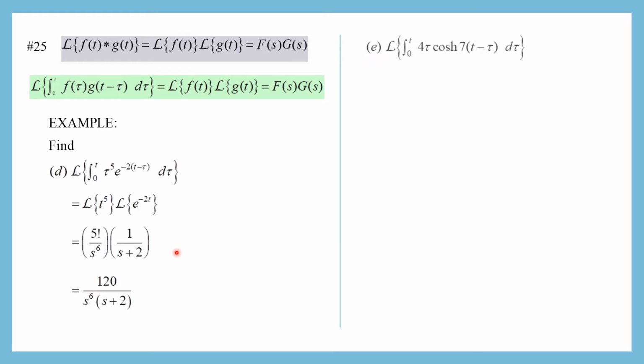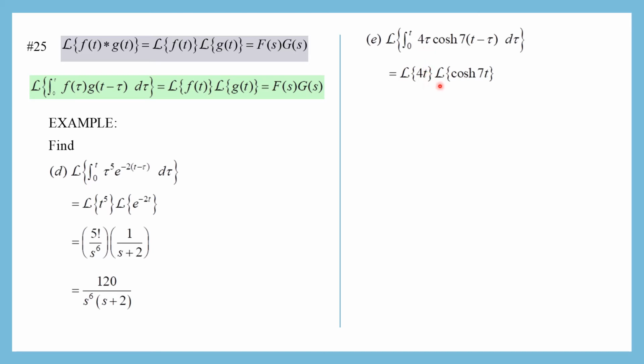Next question, what is the Laplace transform of the integral from 0 to t of 4 tau cos 7 times t minus tau d tau? Okay, so the first function is 4 tau. It is expressed in terms of tau. The second function is cos 7 times t minus tau, and this function is expressed in terms of t minus tau. Okay, use formula number 25. This is equal to the Laplace transform of 4t. Okay, tau in the first function has been changed into a t.